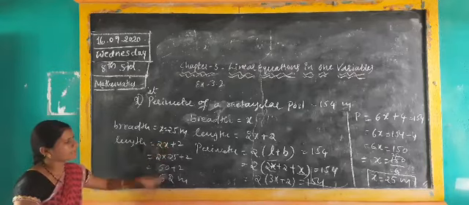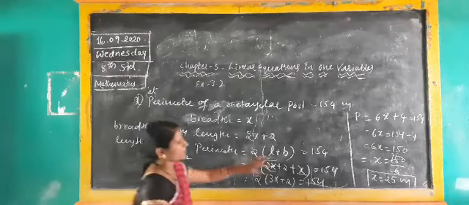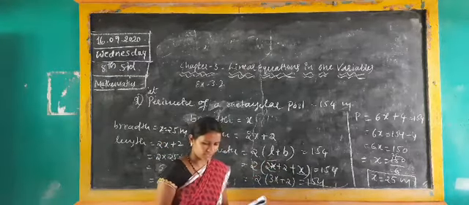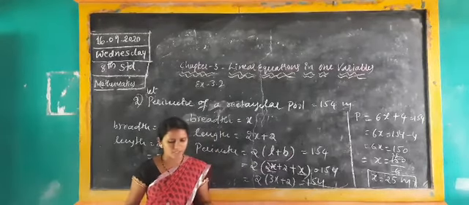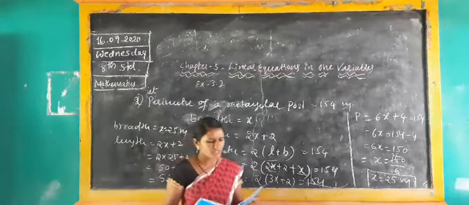If you add them all, you will get perimeter, how much? 154 meter. Okay, I think you understood the second one. Now take down the third one.